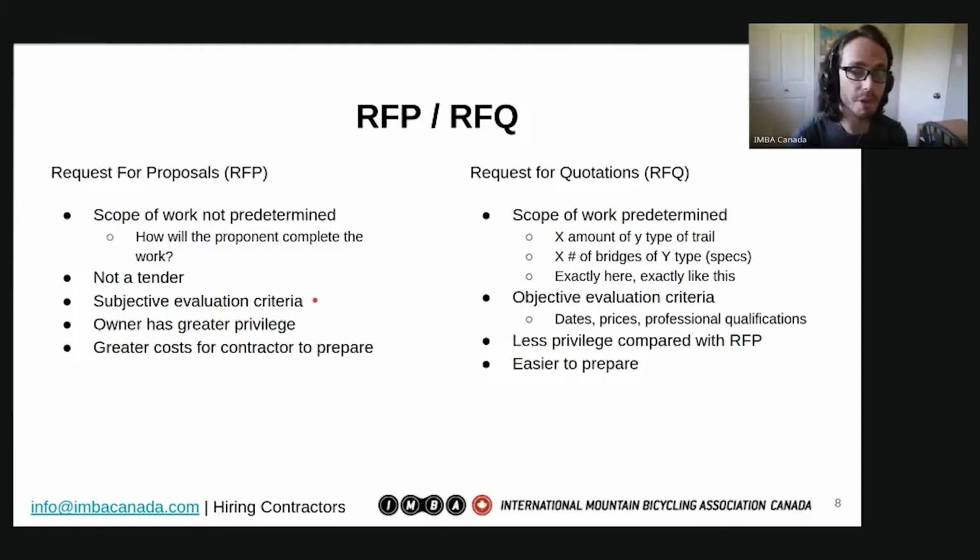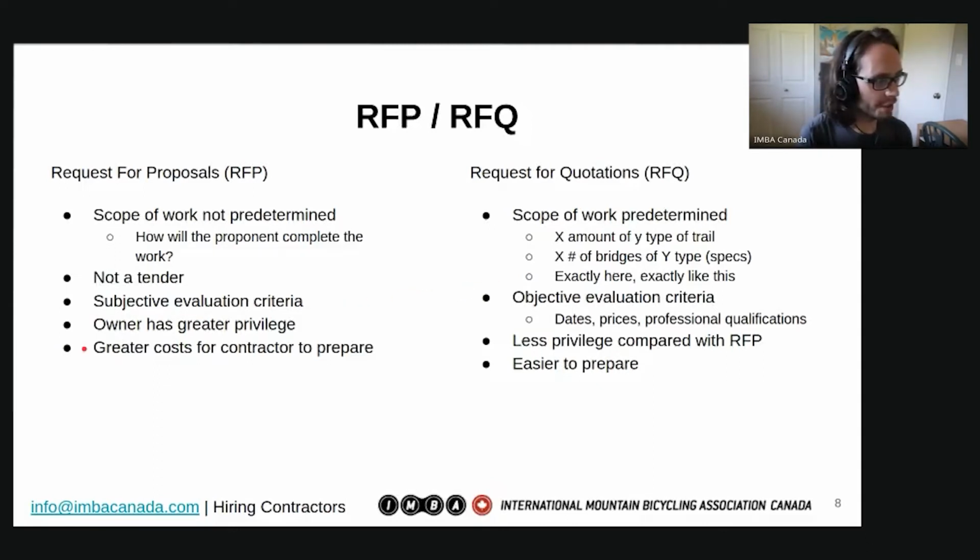You can come up with a matrix if you so choose to weight different categories based on the emphasis you'd like to place on a certain one. The owner has greater privilege, so we can go through the RFP process, and the owner can decide to do more things than with an RFQ.